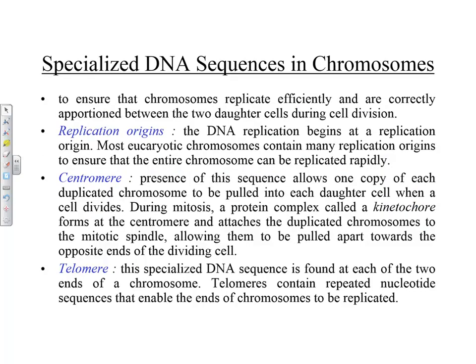Now, chromosomes have certain specialized DNA sequences to ensure that they replicate efficiently and are correctly apportioned between the two daughter cells during cell division. Whenever the cell divides, if you're looking at a human cell, there are 3 billion of those letters, well, not on each chromosome, distributed among 23 chromosomes. But when the cell divides, the chromosomes have been replicated, and then each cell has to get one copy of the chromosome. Properly, it has to be partitioned.